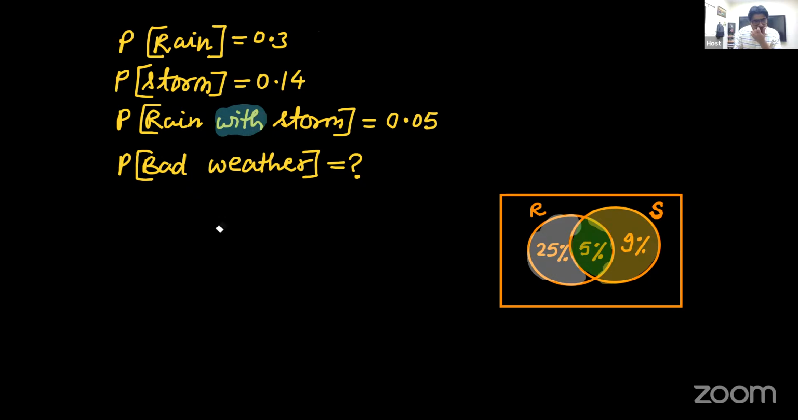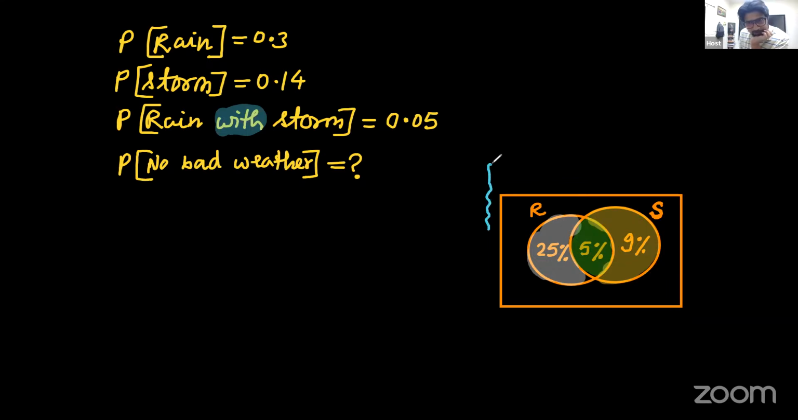Let's say we are interested in calculating the probability of no bad weather. What I want to calculate here is no bad weather. No bad weather means what? Pay attention.